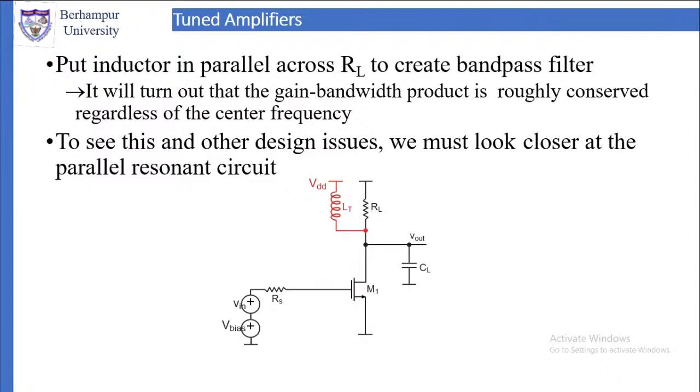Now, since we are using a narrowband amplifier, the amplifier is to be tuned to a desired frequency. To tune the amplifier to a desired frequency, put an inductor in parallel across the load resistor. That will create a band pass filter with a center frequency that the amplifier will be tuned to. It will turn out that the gain bandwidth product is roughly conserved because it is using a band pass filter, regardless of the center frequency.